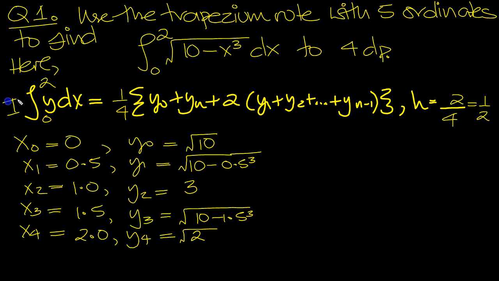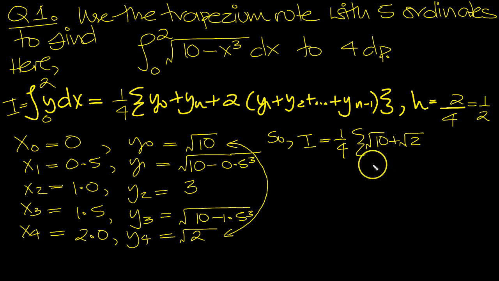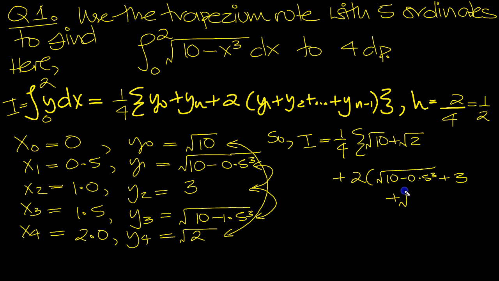So I'm going to label this I and do so: I equals, well, it's 1/4, and then it's the first plus the last. So it's root 10 plus root 2, plus 2 times everything in between. So 2 of these, 2 of these, and 2 of these. So 2 times root of 10 minus 0.5 cubed, plus 3, plus root of 10 minus 1.5 cubed. Close that bracket for the 2 times and then close the brace at the end. I is equal to then.